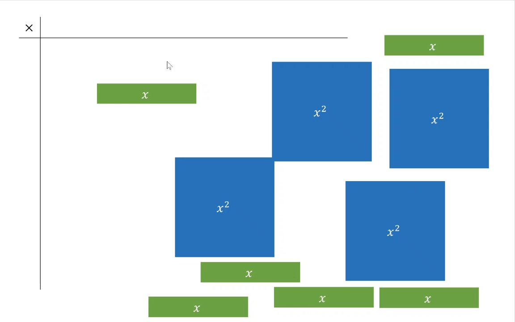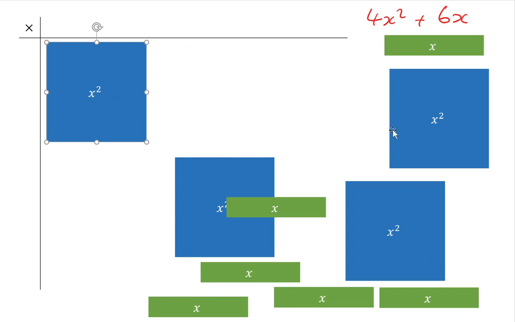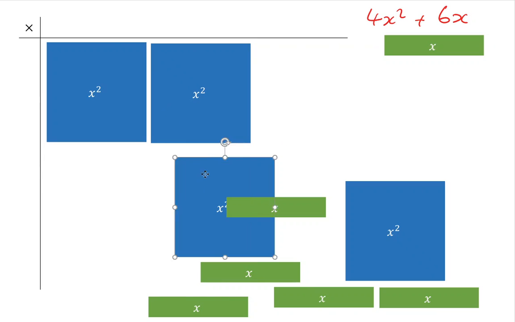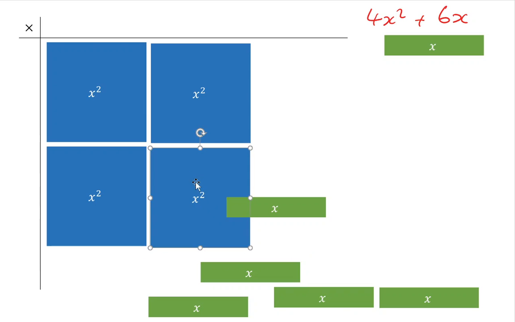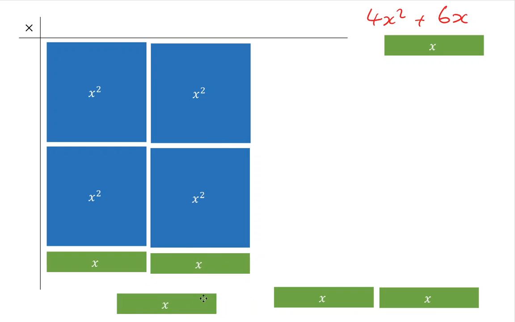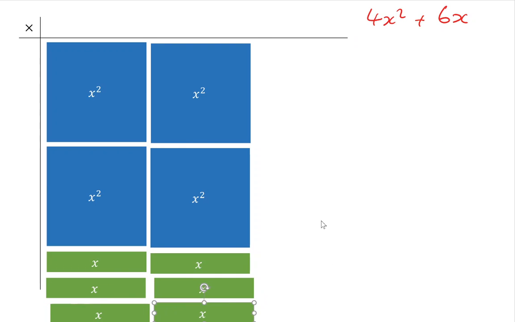Okay, a little bit harder now. We've got some x squareds as well. We've got 4x squared and 6x. And again, we're looking to make it into a rectangle as square-like as possible. We could put all 4 of these x squareds in one long line, but if I want to make it as square as possible, and fully factorise it, I'm going to put it this way around instead. And let's put these at the bottom here. There we go. I think that looks pretty much like a rectangle now.